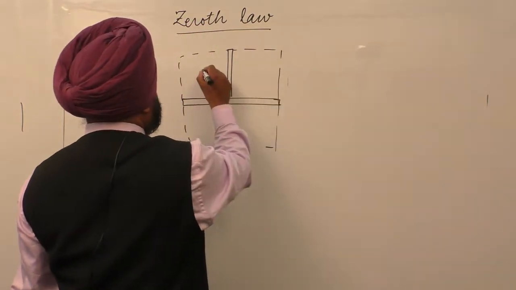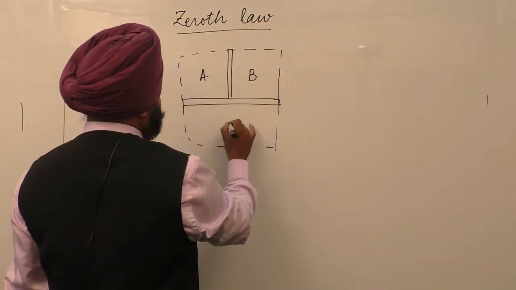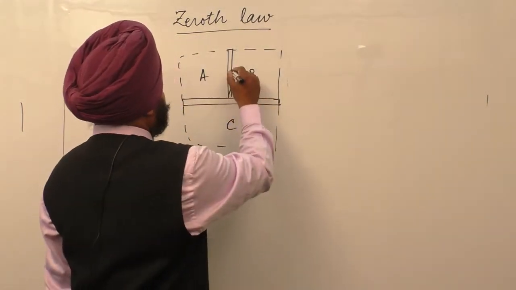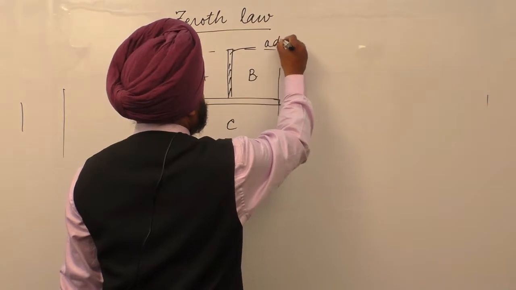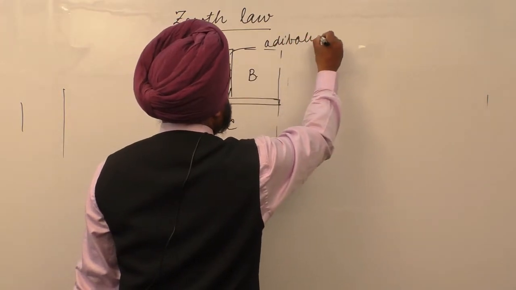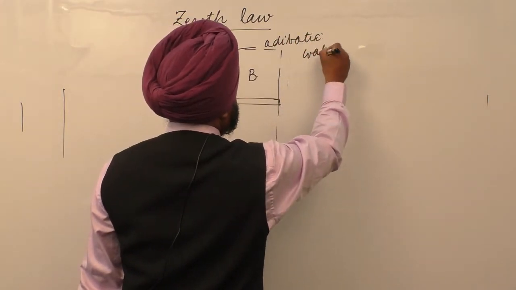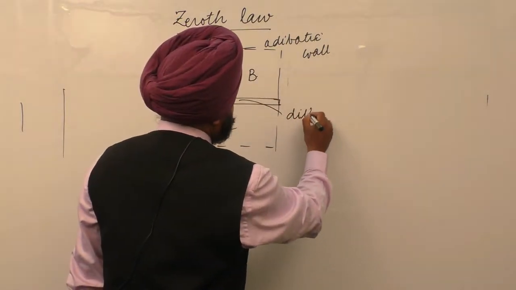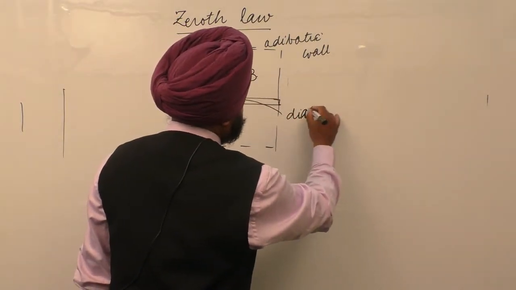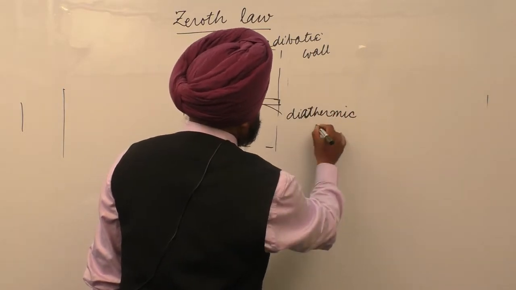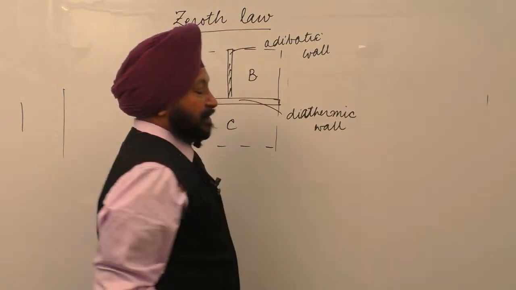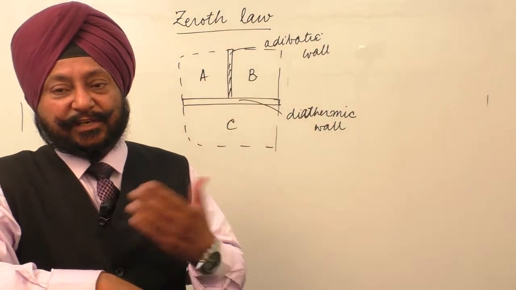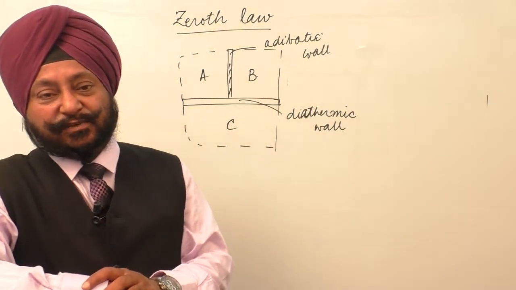This is system A, this is system B, and let us say this is system C. This is called an adiabatic wall. Adiabatic means there is no exchange of heat between A and B, and this is called a diathermic wall. Diathermic wall means there will be easy transfer of heat from A to C and C to A, and B to C and C to B as well.